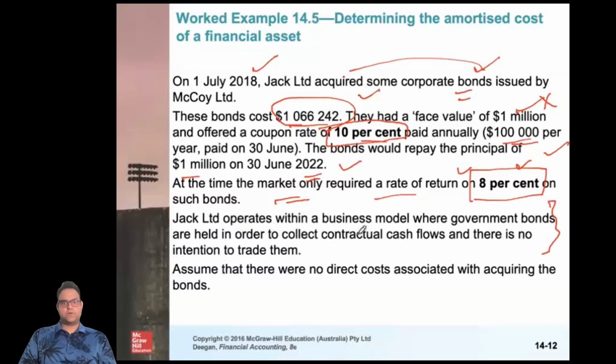The company operates under a business model where the government bonds are held in order to collect the contractual cash flow, and there is no intention to trade them. So there is no trading, no selling and buying. If you sell and buy, it is no more an amortization model. So in this case, it fulfills all the conditions for the amortization model, and we will apply that amortization model and see what will happen. There is no other direct cost in acquiring this bond.